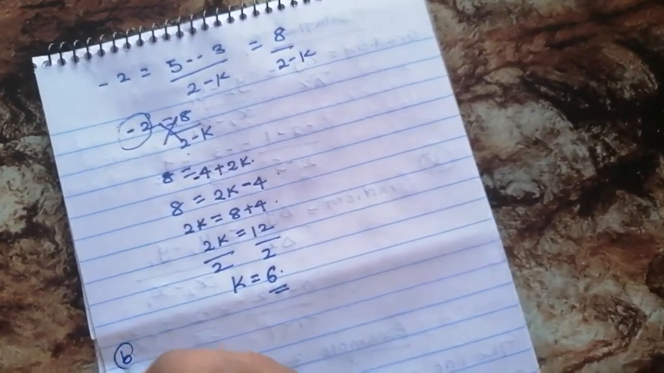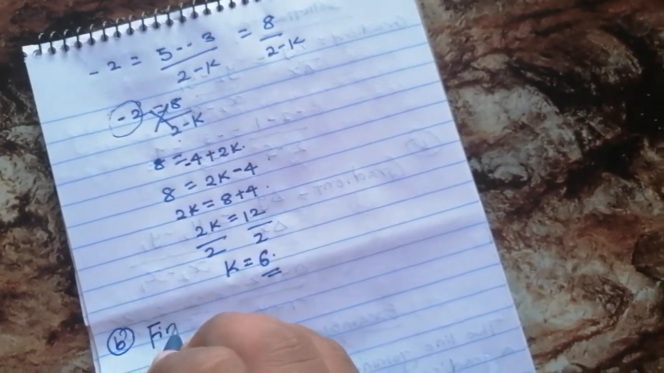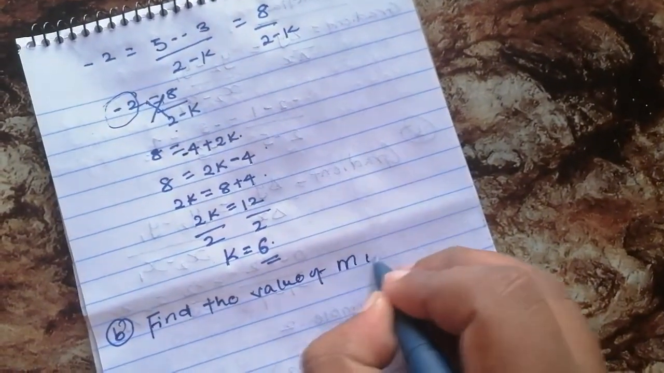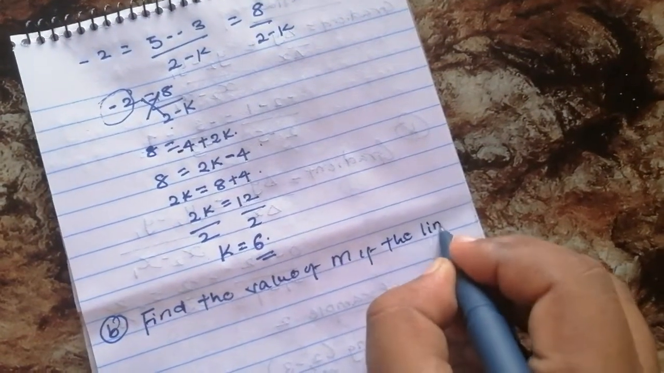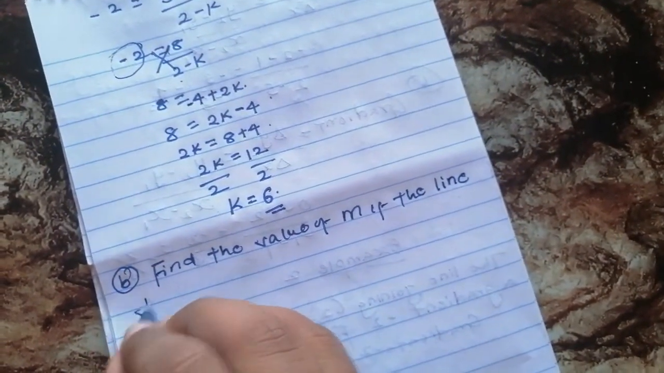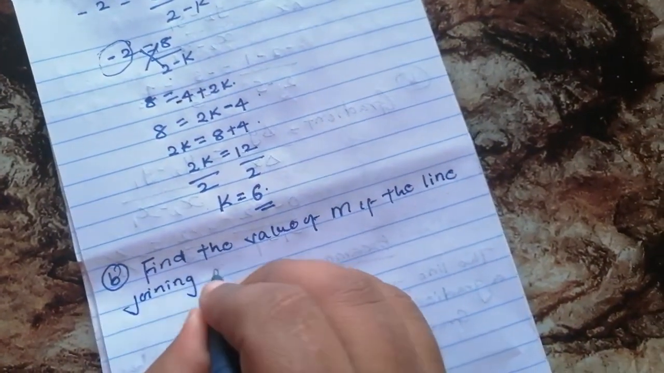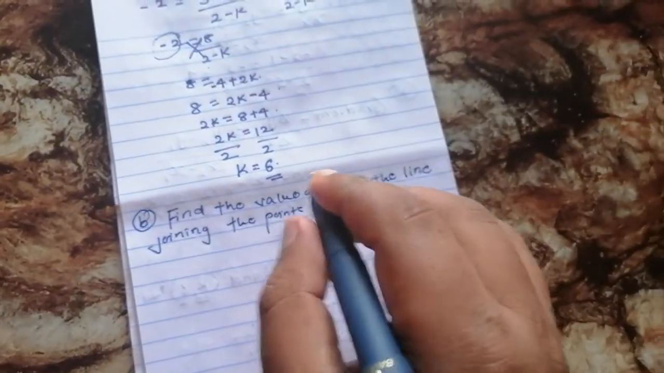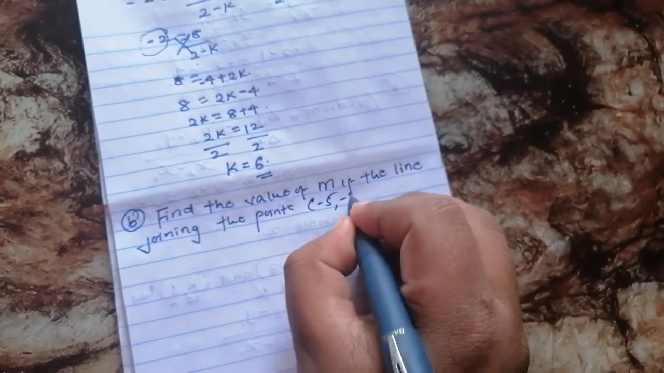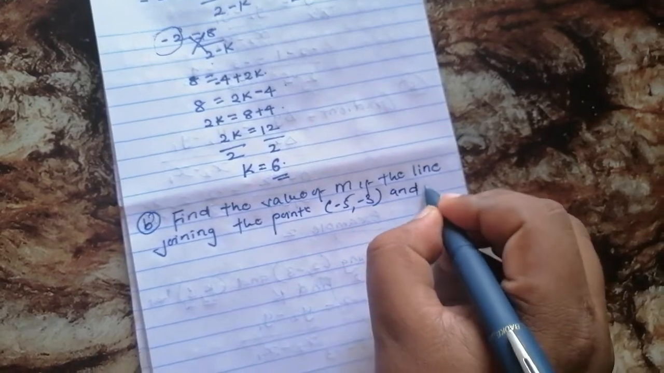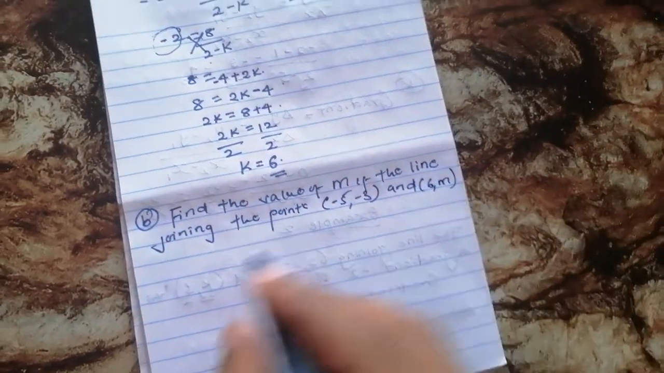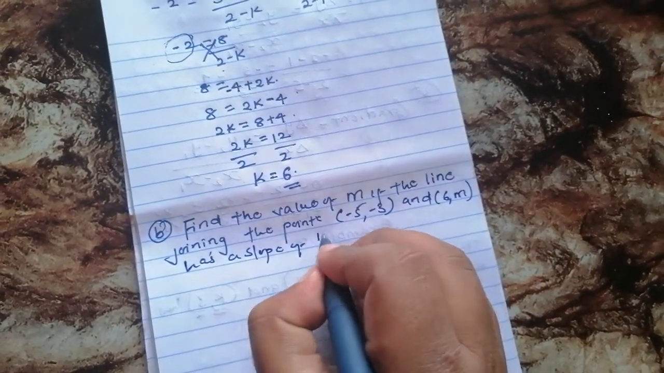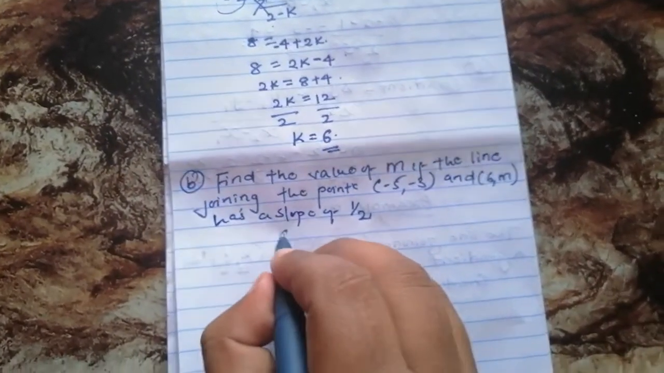Then we have another example here, under example 2 we have b, and here we are told to find the value of m if the line joining the points (-5, -3) and (6, m) has a slope of a half.